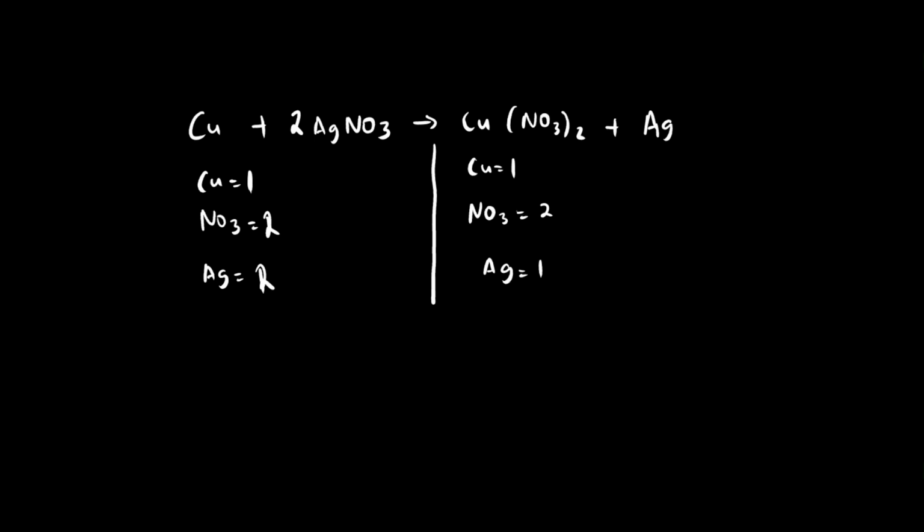We have 2 on the left, 2 on the right, but the silver is not balanced, so we need to balance the silver. Again, least common multiple of 2 and 1 is 2, so we need a coefficient of 2 in front of the silver on the right hand side. So let's just check our work. We have 1 copper on the left, 1 copper on the right, 2 silver on the left, 2 silver on the right, and we have 2 of the nitrates on the left and 2 nitrates on the right.